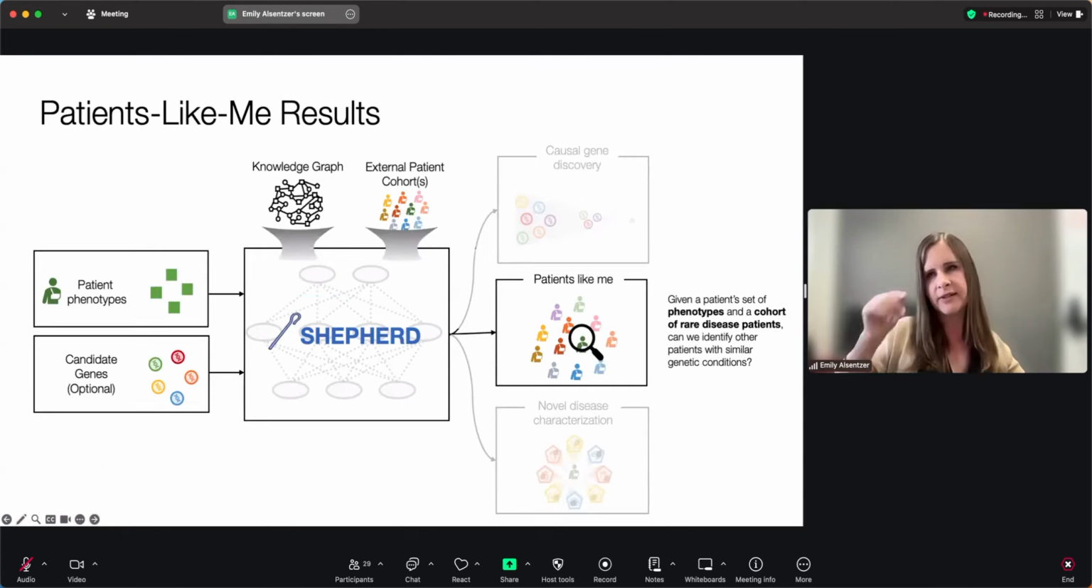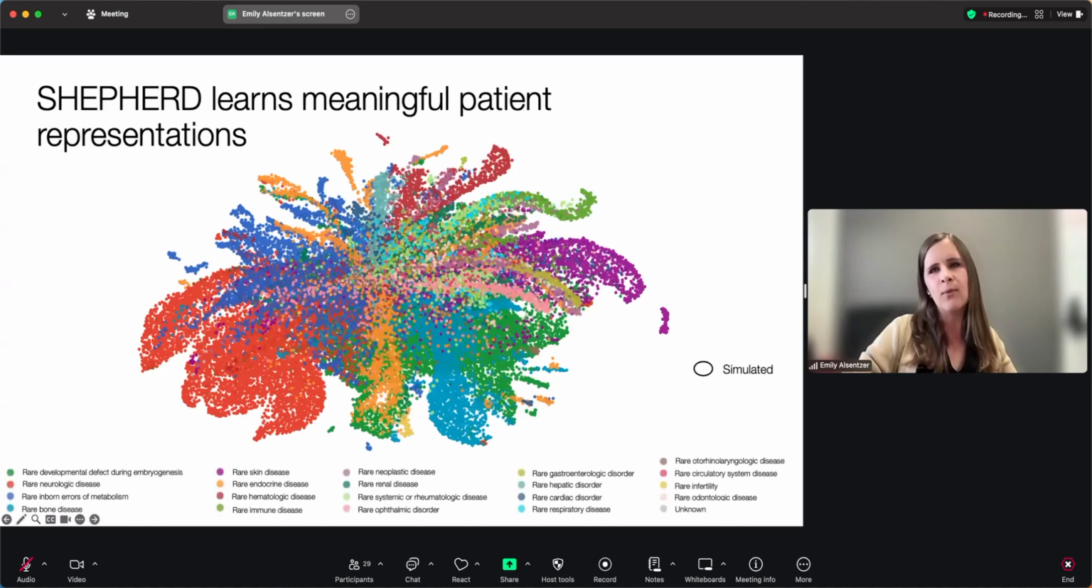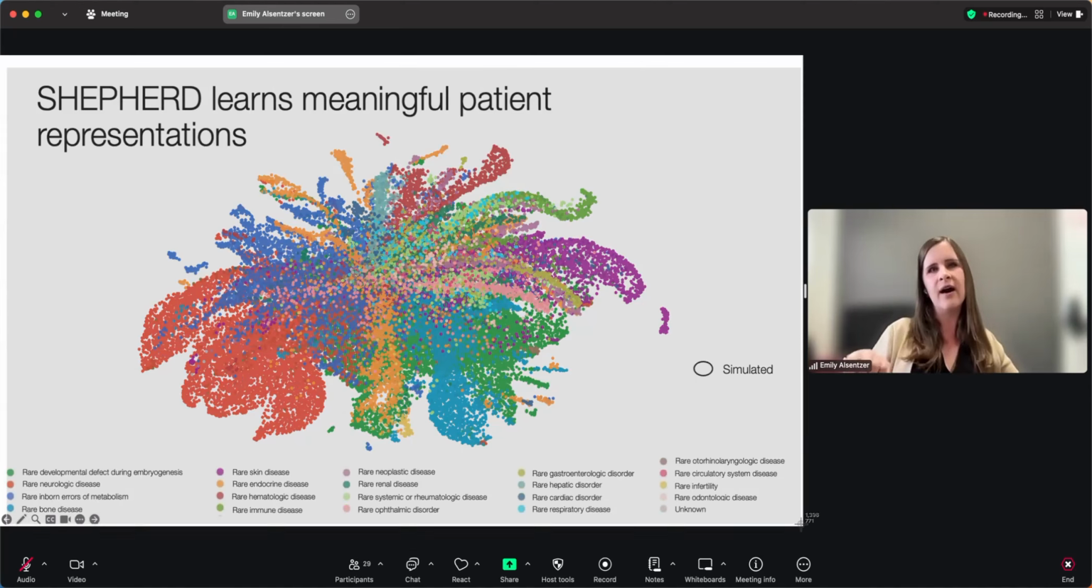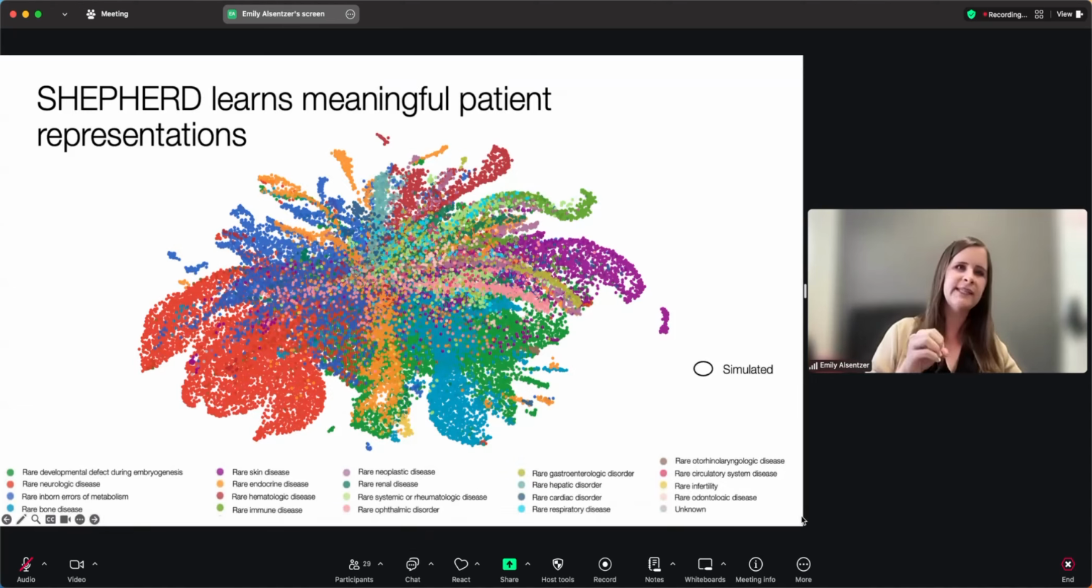I'm going to switch gears now and talk about the ability to retrieve similar patients given a patient's phenotypes. So we also found that the model can learn patient representations that capture patient similarity. What you're seeing here is a visualization of all of the patient embeddings in a 2D UMAP space. Each patient point is colored according to the disease category of the patient's disease. The circles here correspond to those simulated patients.